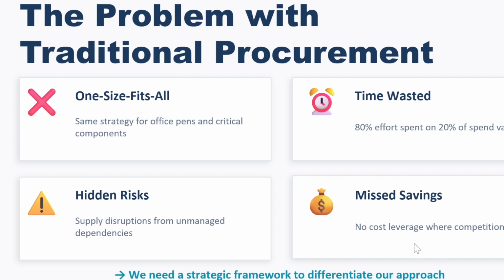Another one is missed savings. There is no cost leverage where competition exists. If you're playing with volume and you have higher competition across suppliers, you are not going to use the cost lever. But there are certain procurement strategies in which you actually can. So we need a strategic framework to differentiate our approach.